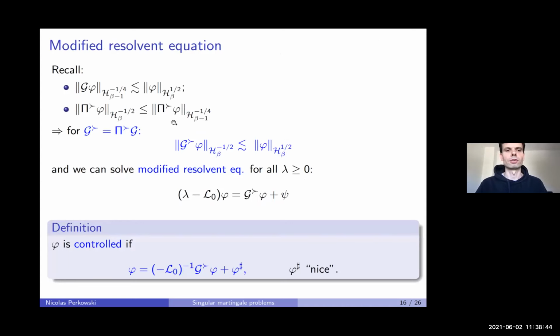Based on that, if you plug in the estimates together, I'm going a bit quicker now, it's not difficult to see that you can solve this modified resolvent equation where the G on the right-hand side is replaced by G upper. And actually then, because we threw away the small Fourier modes, there's no need anymore to take lambda here. We might as well take lambda equal to 0. And we can solve the resolvent equation in that case. And this gives rise to the notion of controlled functions. So these are solutions to resolvent equations where G is replaced by G upper.